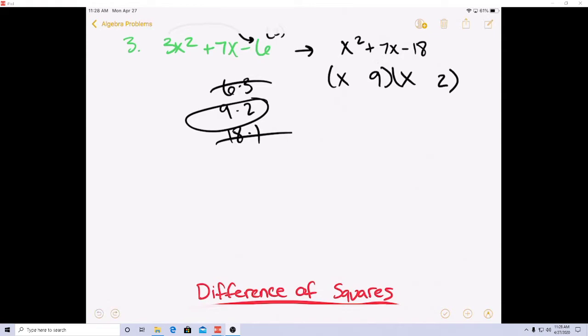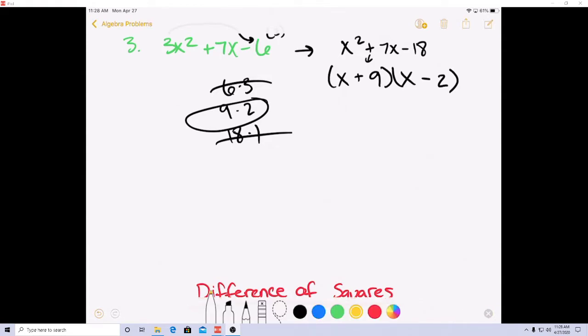Middle sign, bigger number, which is 9, gets the middle sign, so this has got to be a plus. This is one of the first ones where it's not going to be both plus signs, because 9 plus 2 is not going to get me a 7. If this is a 9, this has got to be a minus 2 in order for me to get a 7.